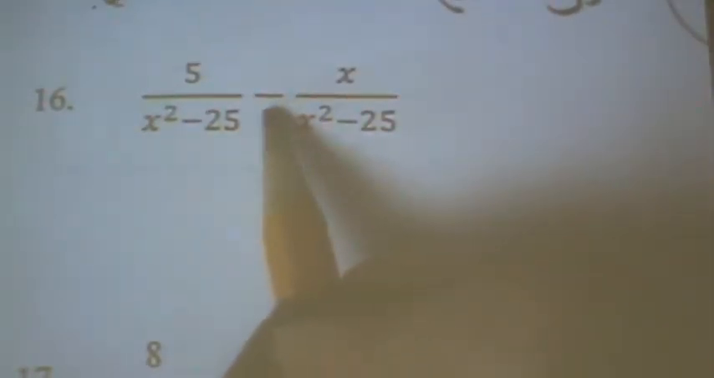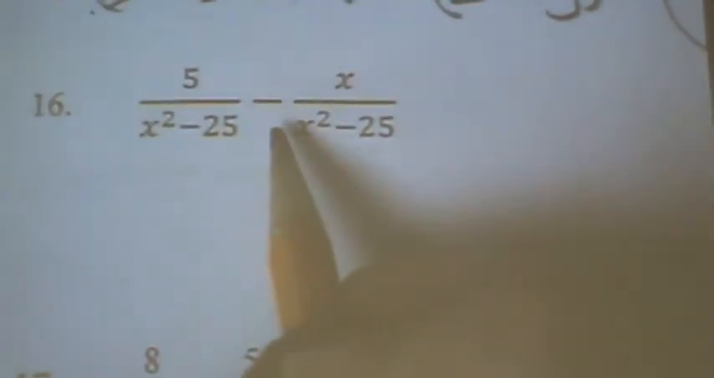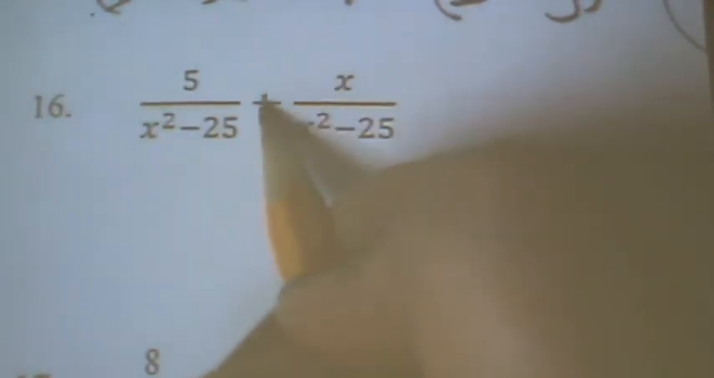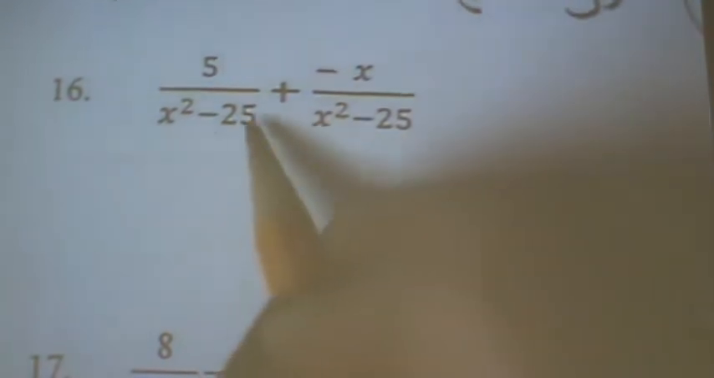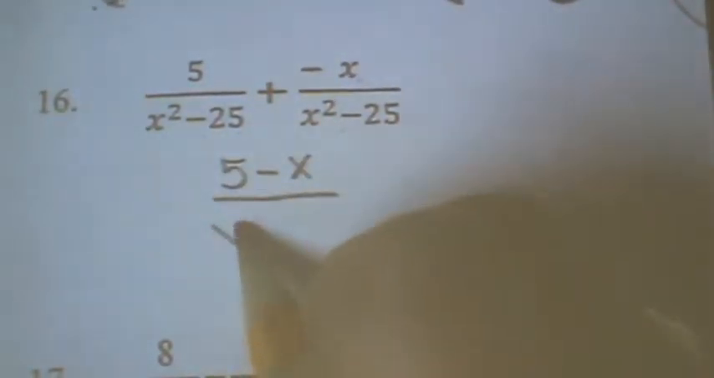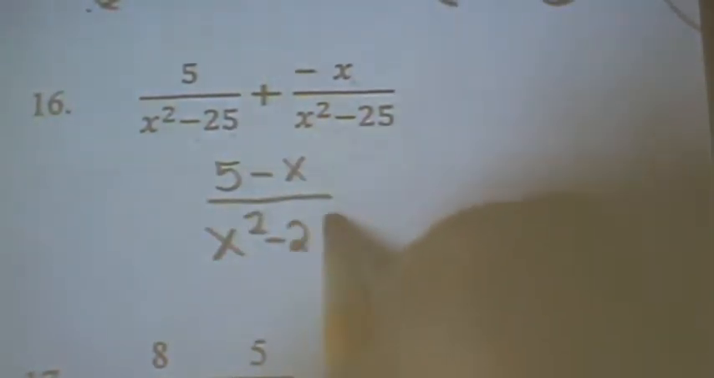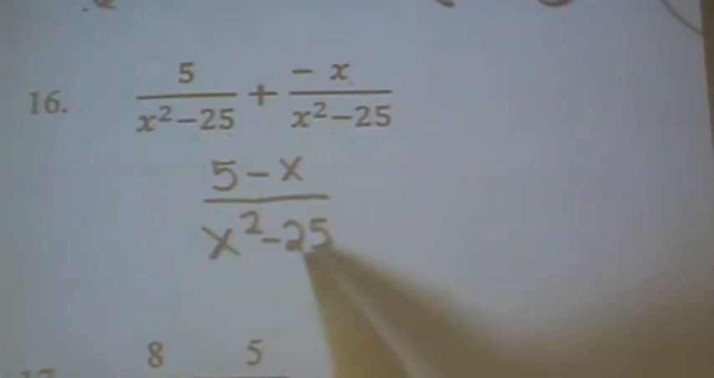Next one, you are adding or subtracting in this one. This one's subtracting, and the denominators are the same. So I am going to combine these two, which is going to be 5 minus x over x squared minus 25. Now, this is the difference.